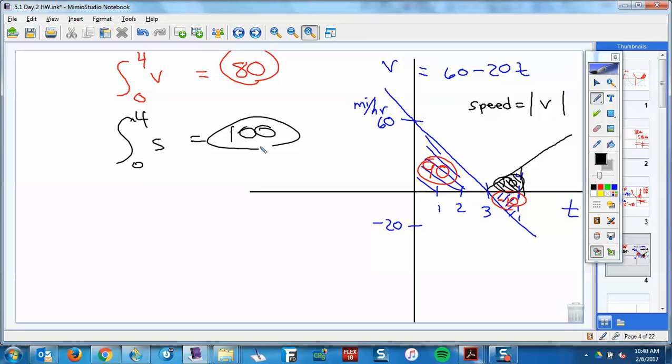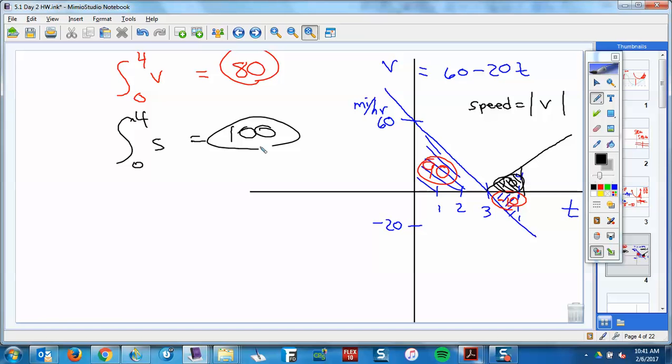Interpret that in car talk. The total distance traveled is 100. Wow, that's going to be nice. Remember what we were doing with total distance traveled not that long ago? We had to find when it turned around, right? We had to see where it started, where it ended, and then add all those up. That's how we did total distance traveled. We just found a really cool way to do it right there.